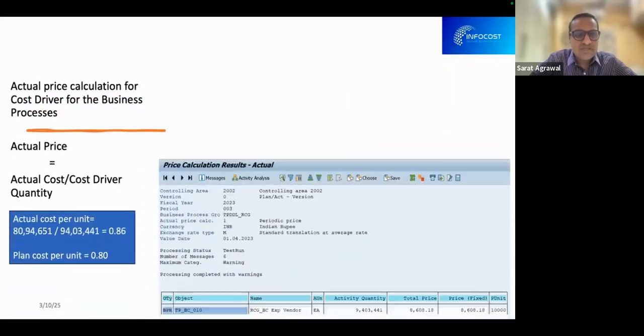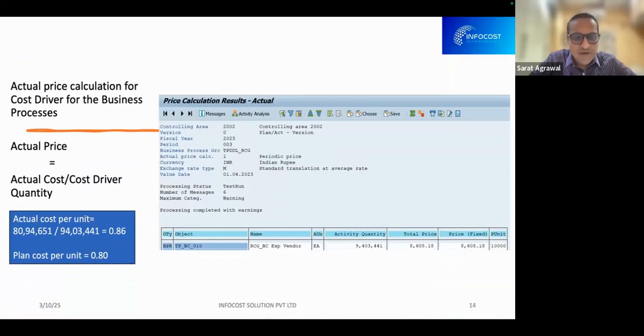Now, how does the system calculate the actual cost per unit as compared to the planned cost per unit, or per quantity of the cost driver? Here the actual cost is 80.94 lakh and the actual quantity is 94 lakhs. So the actual cost is coming as 0.86 as compared to the planned price of 0.80. This is where we can analyze why the actual cost is higher and what the reason is, and whether the cost driver quantity has reduced or some expenditure has gone up. All this analysis we can do once we have a complete business process working in our system.